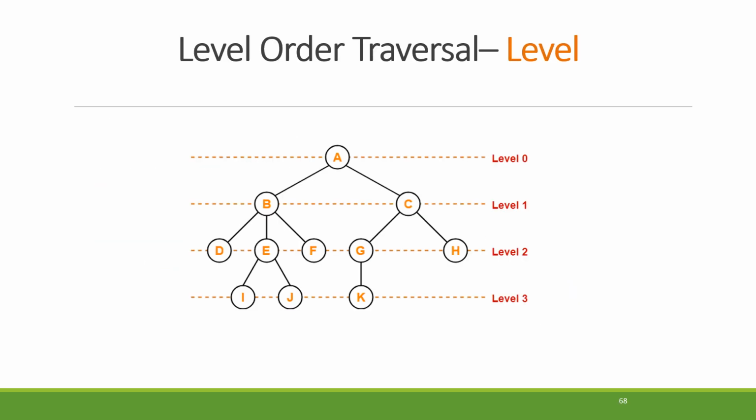The fourth traversal is level order traversal. Before understanding level order traversal, we should know what a level in a tree is. In this given tree, A is the root node, B and C are its children. The root node is at level 0. Its children are at level 1. Its grandchildren are at level 2. If you understand this, then it is easy to understand level order traversal.